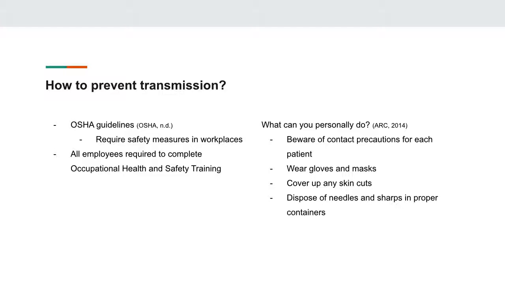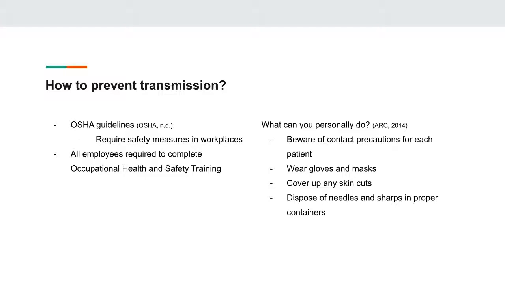There are things that you can also do personally to reduce the risk of transmission. So, for example, before entering a patient's room, make sure to pay attention to the precautions that they have on their door. So, if it says this patient has respiratory precautions, then you are required to wear a mask, gloves, and a gown so you do not get any of the droplets on your body. And if the patient is under contact precautions, then you are required to wear gloves and a gown when you are coming into contact with this patient.